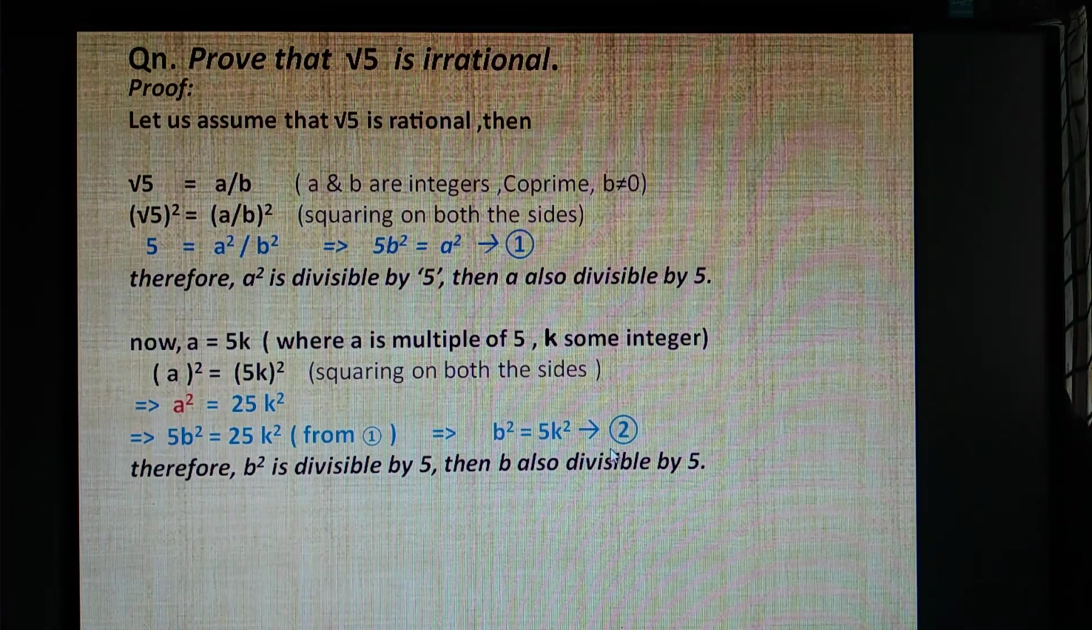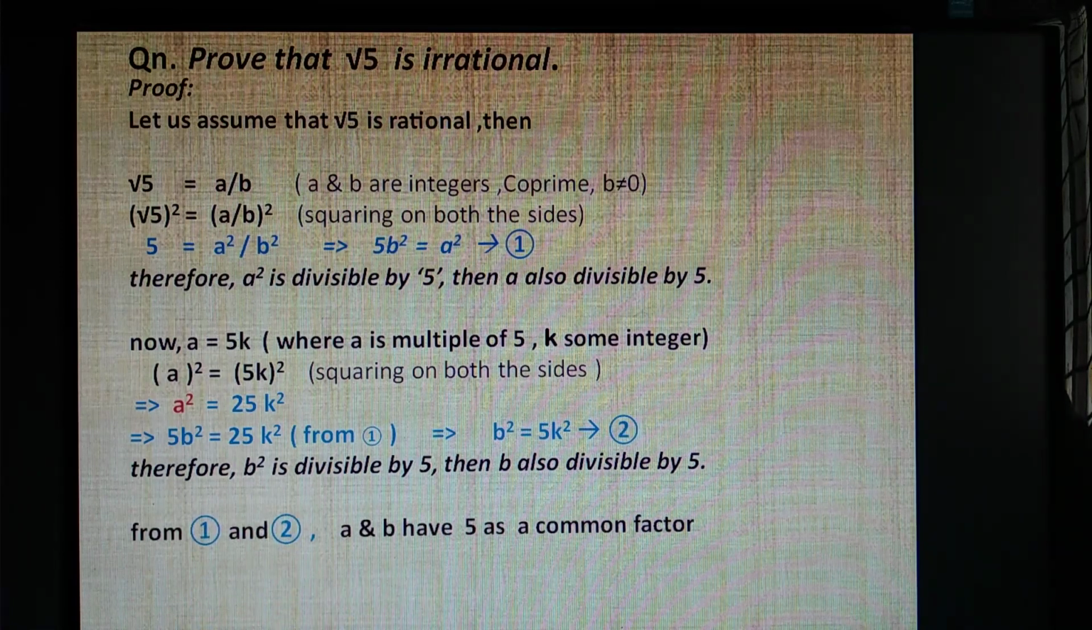From the first and second equations, what can we understand? a is divisible by 5, b is divisible by 5. Means a and b have 5 as a common factor. These two equations state a and b have a common factor 5. But it is opposite to our assumption now. What we assumed, root 5 is rational, that is a by b, where a and b have only one common factor, that is 1.